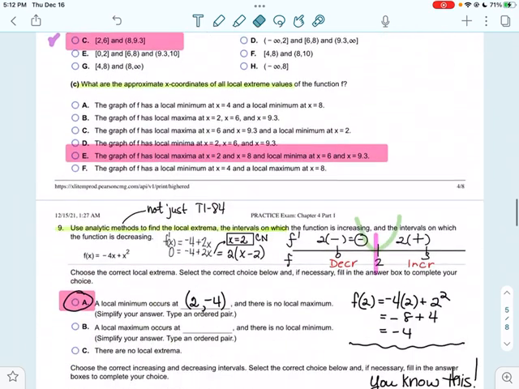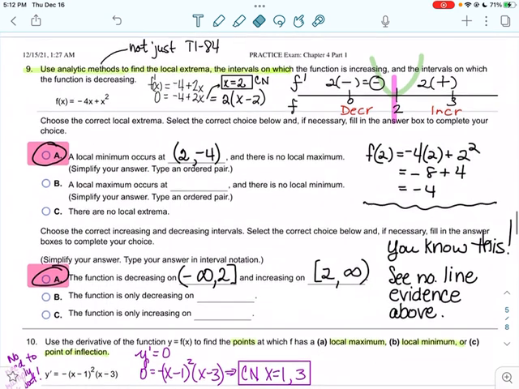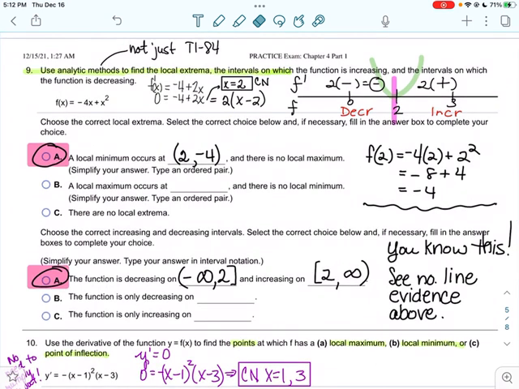So we have question number 9. Use analytic methods to find the local extrema, the intervals on which the function is increasing, and the intervals on which the function is decreasing. So in this case, take the derivative, set it equal to 0, find the critical numbers.